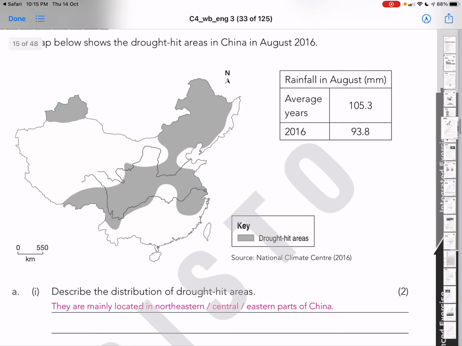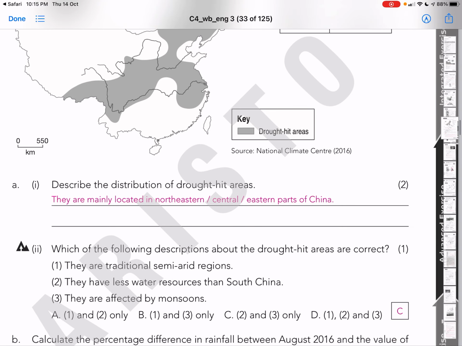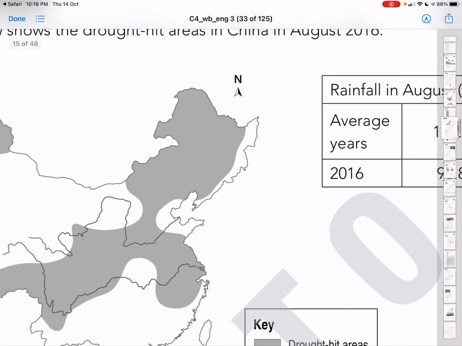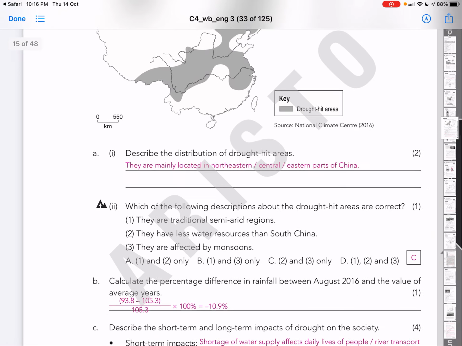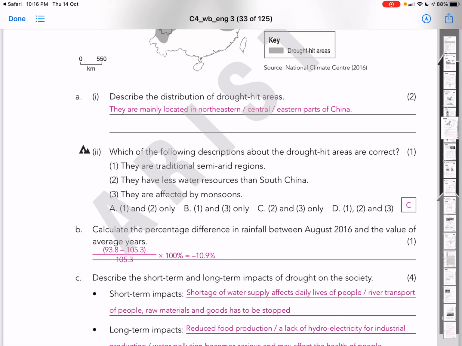How about the drought? Okay, the drought is mainly located in the northeastern or eastern part of China, as I just told you. Which description of the drought-hit areas is correct? Okay, mostly they are semi-arid regions, right, sir? Because a semi-arid region like here, the north of China, is always going to suffer more once they are running out of water, and they have less water resource than South China.